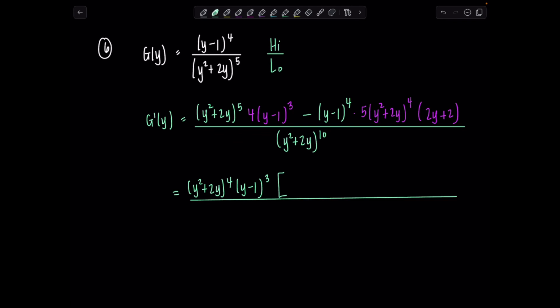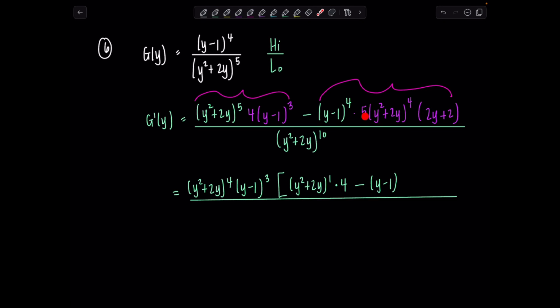Okay, so what's left? I want you to recognize there's 2 terms. 1, 2. So if I took out y squared plus 2y to the 4th, from here there's only 1 left. Y squared plus 2y to the 1st. The 4 is still there. And then this y minus 1 cubed is gone because we took it out. Minus y minus 1 to the 4th. I took out 3 of them. I still have 1.